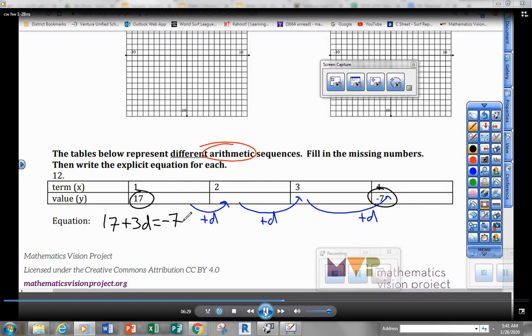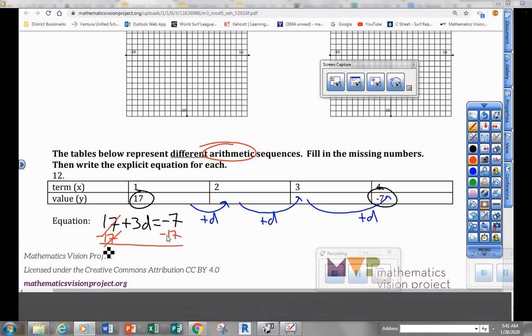That's how you set it up. And then to solve that, start by taking away 17 on both sides. Minus 17, minus 17 gives me 3d equals negative 24. Divide by 3, and you'll get that the common difference number is negative 8.